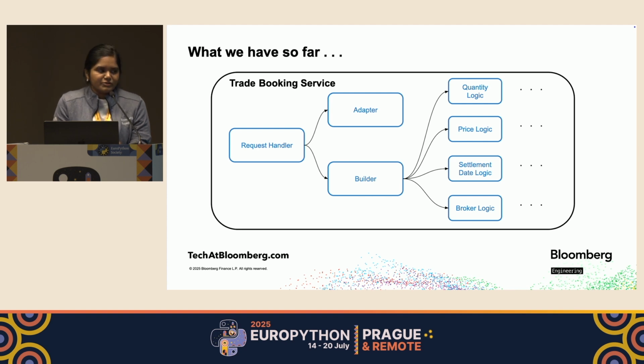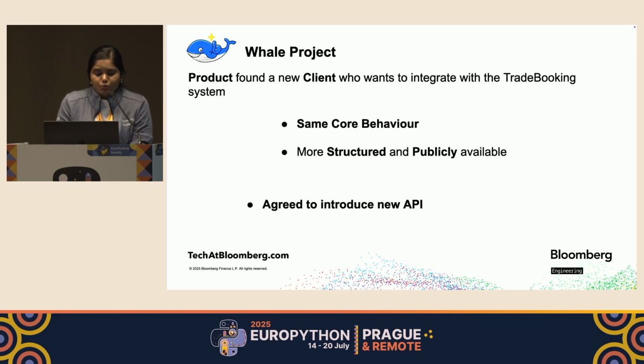Later, we started getting more requirements for our service to expand its functionality. What began as a tiny enhancement quickly evolved into something much bigger, which we called the Blue Whale project. Later, our product found a client who wanted to integrate with our system, but they wanted the same core functionality with more structured input. So after many discussions, we agreed to introduce a new API, which accepts much richer and more flexible data.